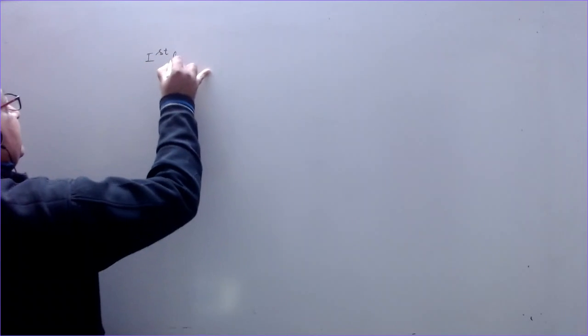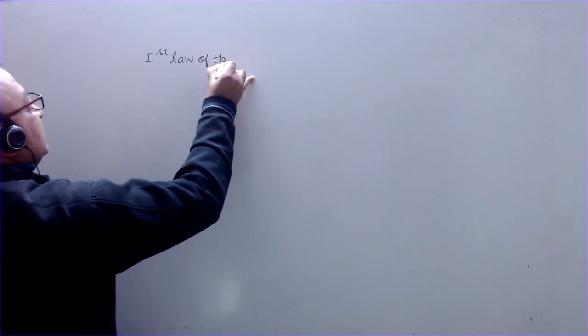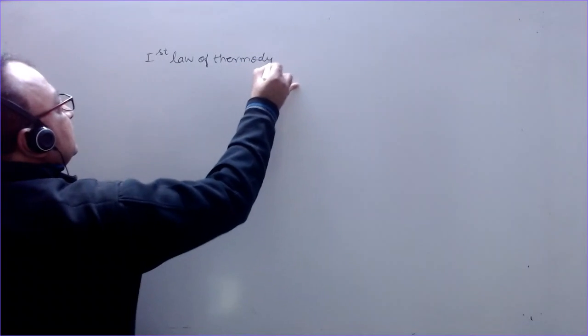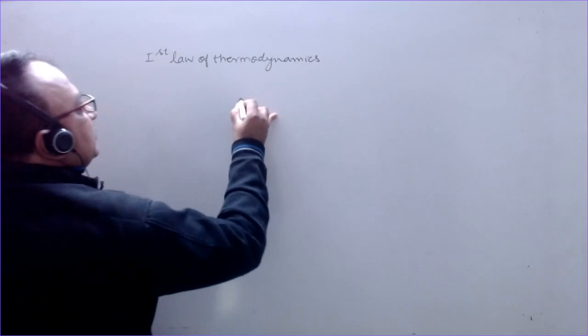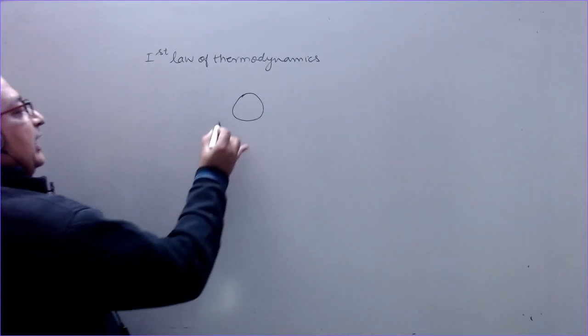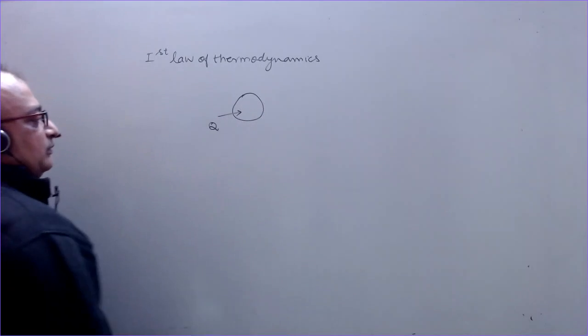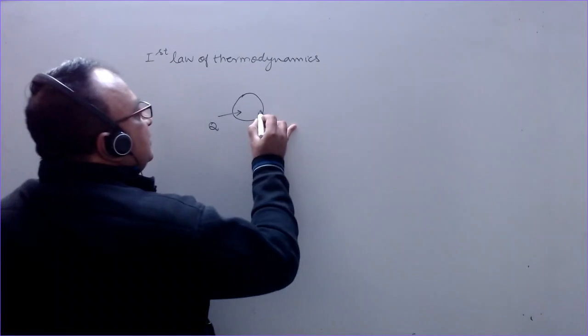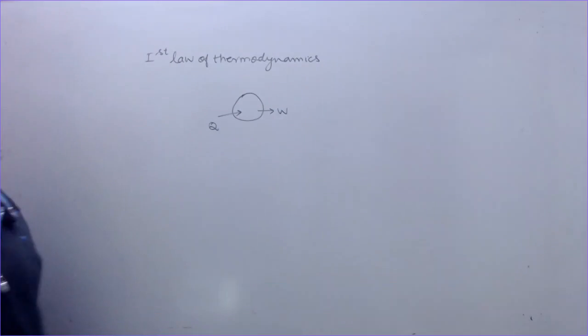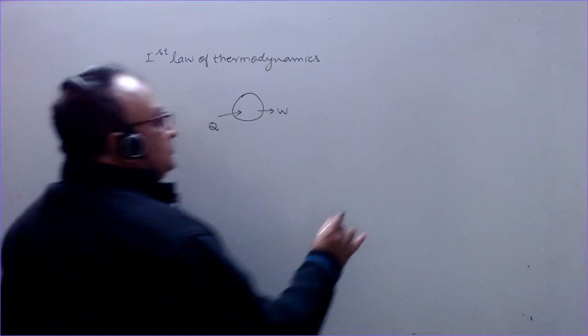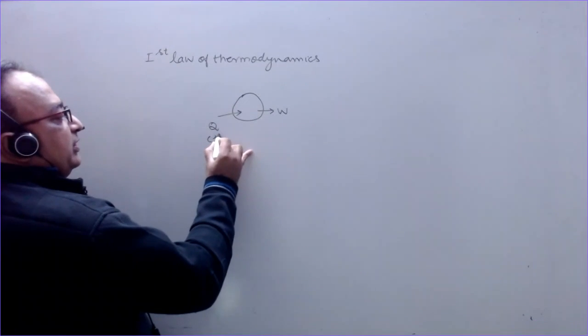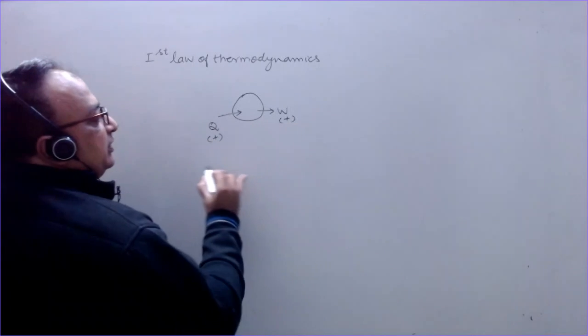So I am giving you a brief description of the first law of thermodynamics just to prove this. In detail this will be discussed again. So let me discuss the first law of thermodynamics. Suppose we have this system and some heat is given to the system. As a result of this, the system is doing W amount of work. This is the work done by the system. So heat going into the system is taken as positive. Work done by the system is taken as positive.